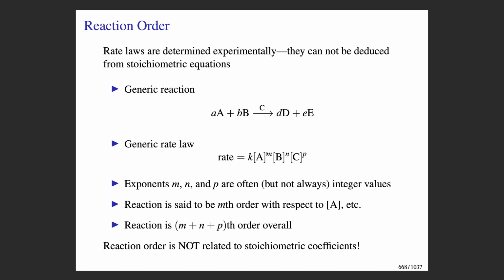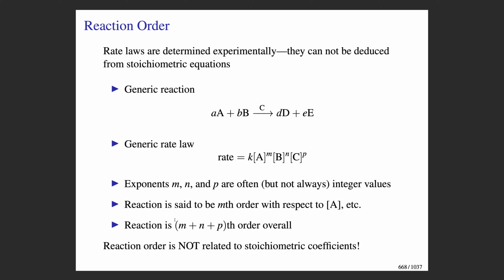The powers m, n, and p are called reaction orders. They are often integer values. So for this particular reaction, we would say that the reaction is mth order with respect to reactant A, nth order with respect to reactant B, and pth order with respect to C. Now, m, n, and p are usually integers, but certainly not always integers.